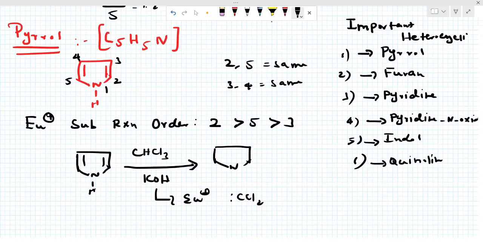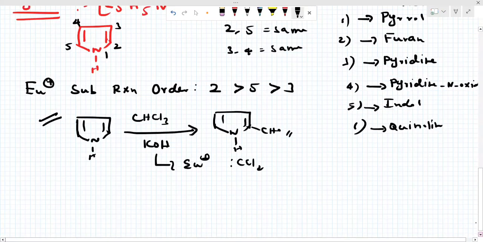Now, what is the answer for this question? Nitrogen, with hydrogen. Here, CHO is introduced at the second position, right? In this reaction, the electrophile is going to attack the second position of pyrrole. Suppose the second position is occupied, then go with the fifth position. Suppose the second and fifth positions are occupied, go with the third position. Now see, one more is very, very important.